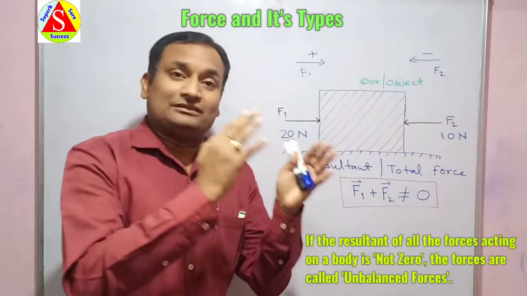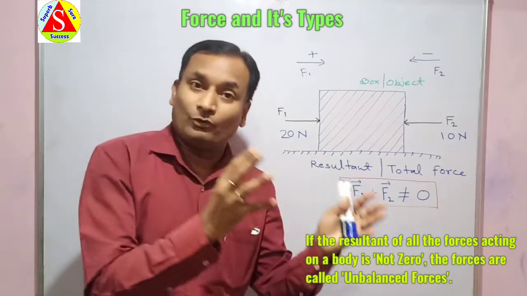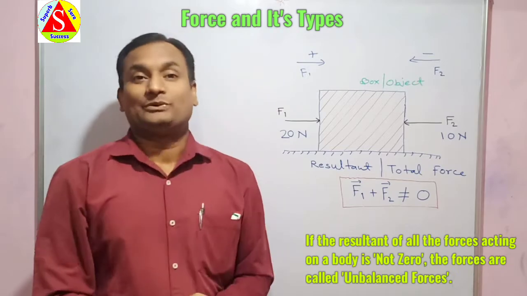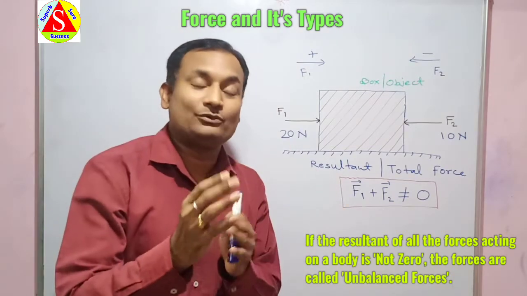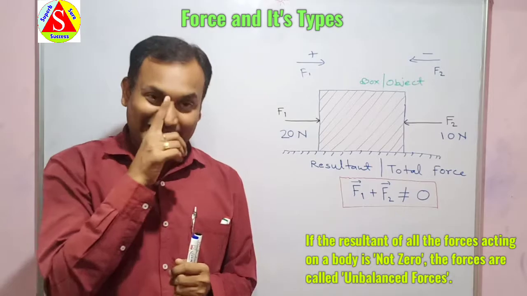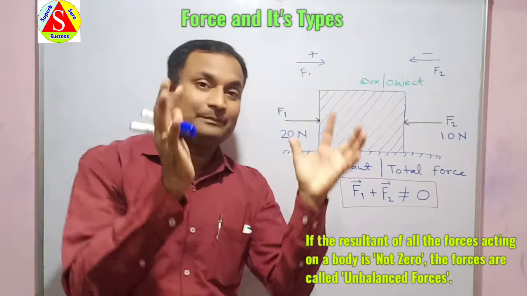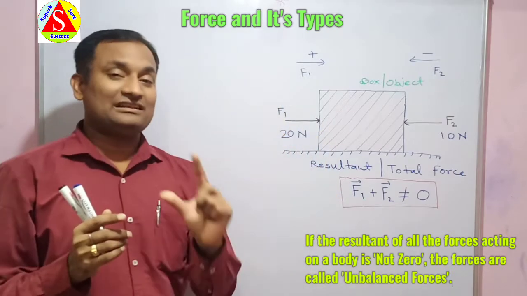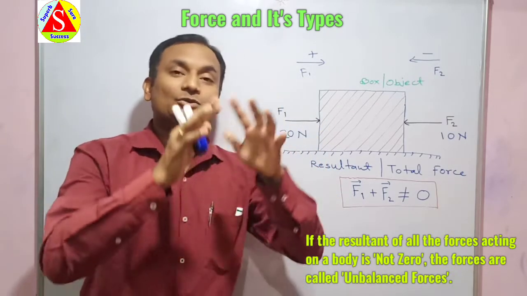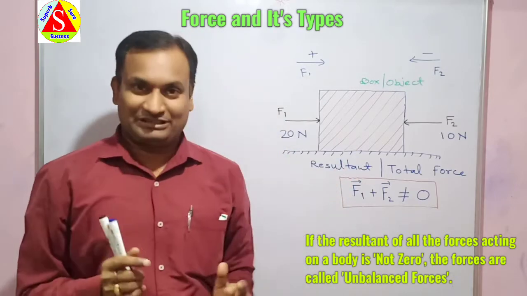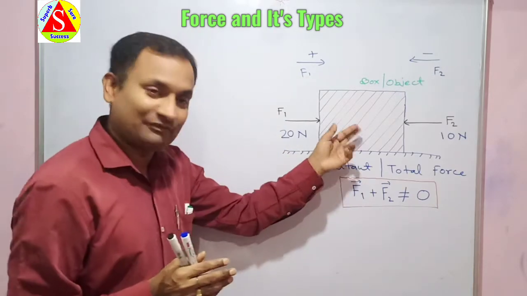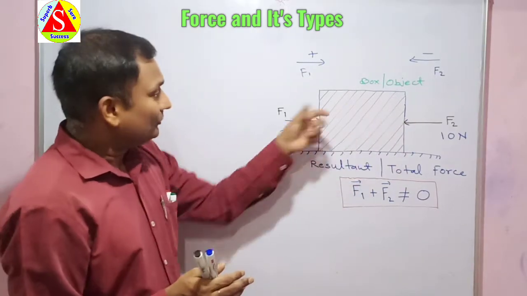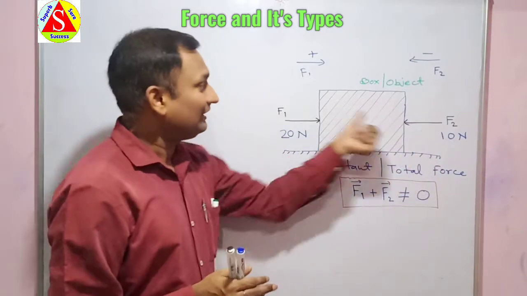So if the resultant of all the forces acting on a body is not 0, the forces are said to be unbalanced forces. Okay, means अगर किसी भी बॉडी के ऊपर जितने भी फोर्सेस अप्लाई हो रही है उनका रिजल्टेंट अगर 0 नहीं होता है तो उन फोर्सेस को हम अनबैलेंस्ड फोर्सेस कहेंगे. ओके, लेट्स सी विद द हेल्प ऑफ दिस डायग्राम. सो डियर स्टूडेंट्स, यहाँ पे हमने इस बॉडी में दो फोर्सेस अप्लाई किया है, F1 एंड F2.